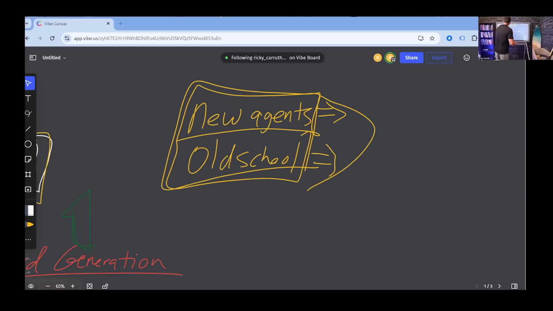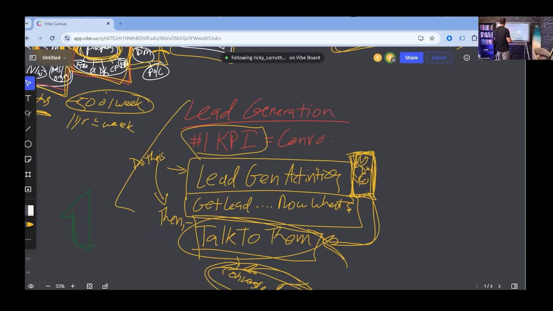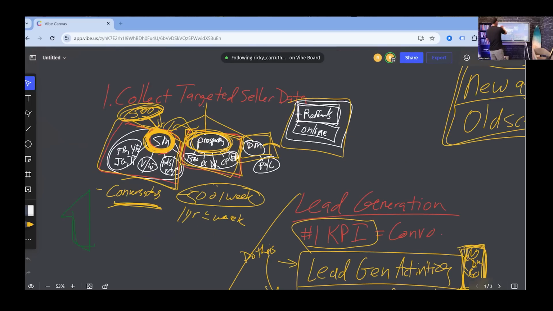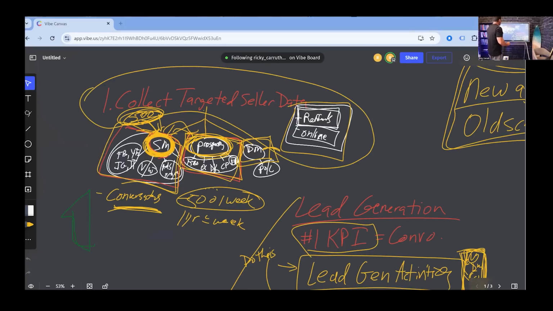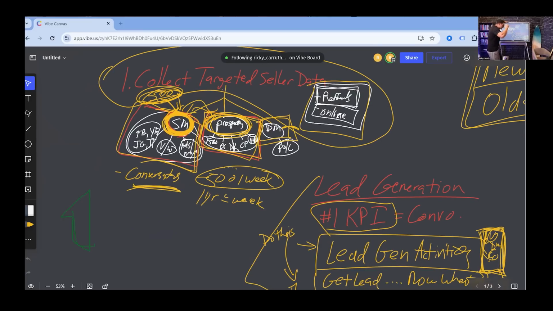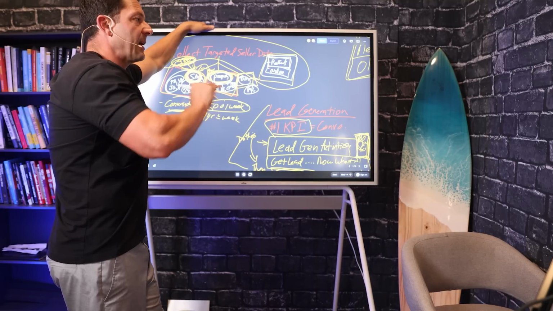Now, when you understand all of this, what lead gen actually is, what the actual KPIs are, and the different options you have to collect targeted seller data, the next thing you need to realize is that there are tens of thousands of buyers and sellers in your market who are dying to do business with you. You realize closings happen every single day, and will happen every day for the rest of your life.